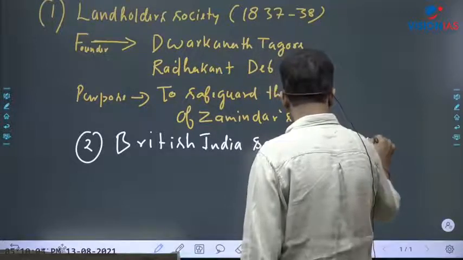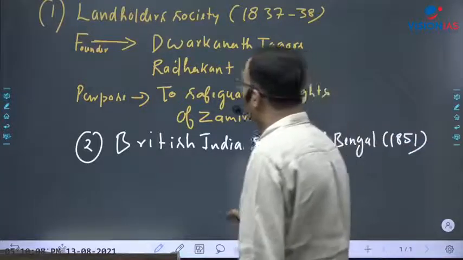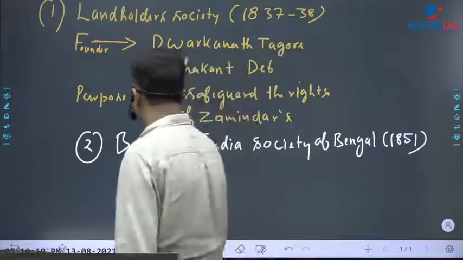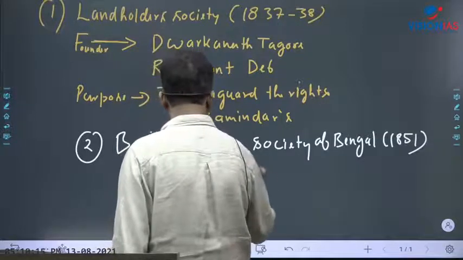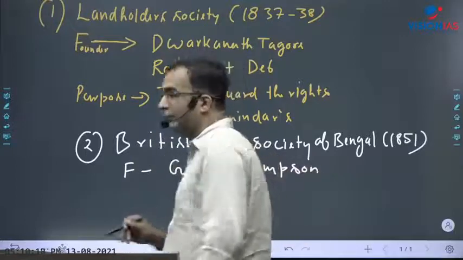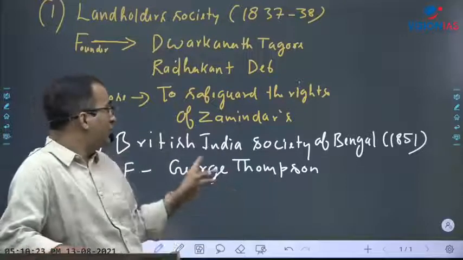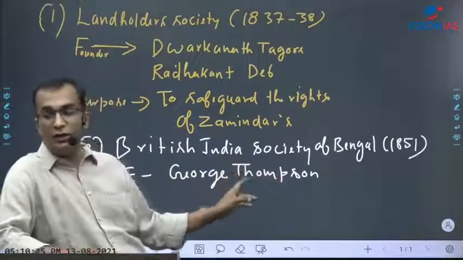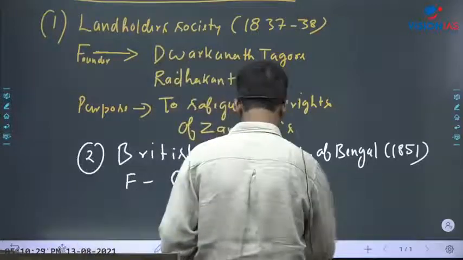British India Society of Bengal, 1851. And the founder of this organization was George Thompson. The name sounds foreign. So George Thompson, and as you can see, British India Society of Bengal. So this organization, the purpose of this one, sorry, here I have written wrong.